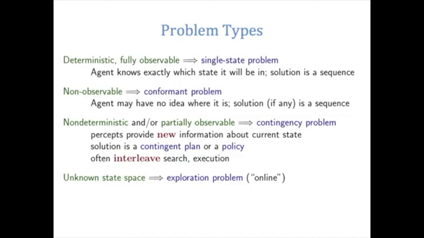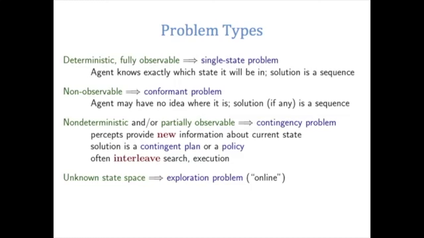A non-observable problem is one which is called conformant. That is, the agent may not know where it is, and if there is a solution, it's going to be a sequence. So a conformant problem basically means we have to be able to start anywhere, and if it's possible to have a solution, our solution has to work wherever we start. That's what we mean by conformant.